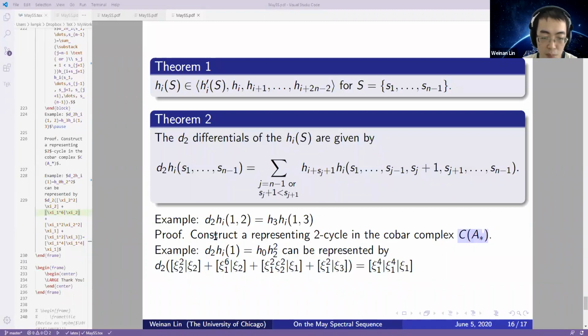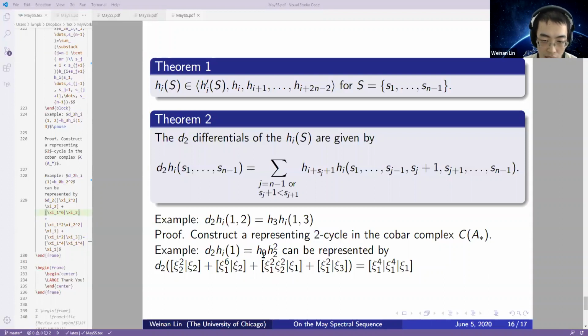That I explicitly construct a representing 2-cycle. By that I mean the differential of that cycle, the leading term of the differential, lives in a filtration that's 2 less than the original filtration. That's what I mean by 2-cycle.